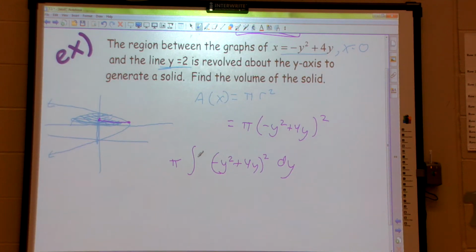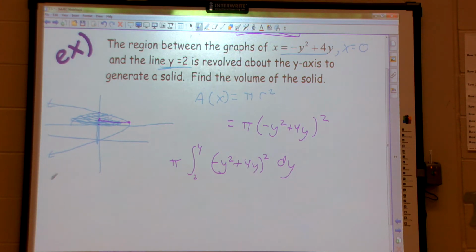Now I need to find my bounds. Now I should be looking at the y values, 2 to 4. You shouldn't need a calculator to know that, because when this equals 0, when you just factor out a y, you're going to get 4. Everyone see that? Okay.